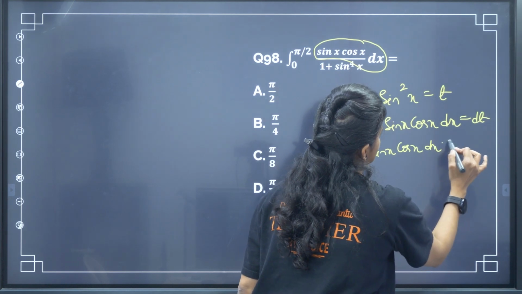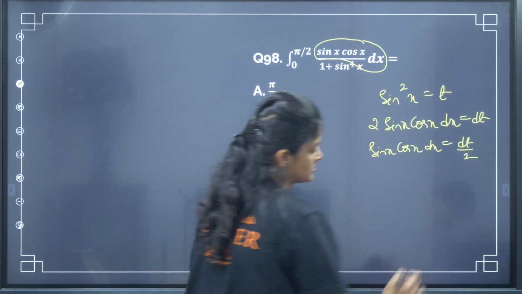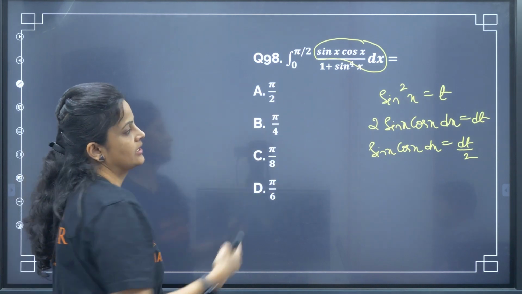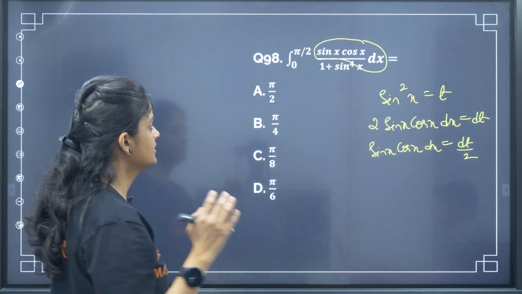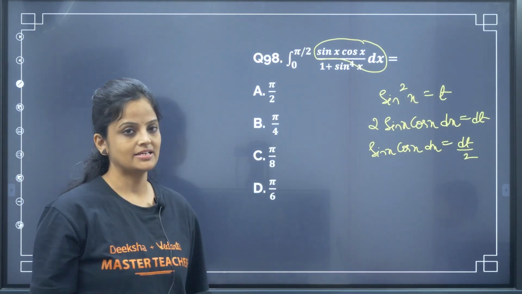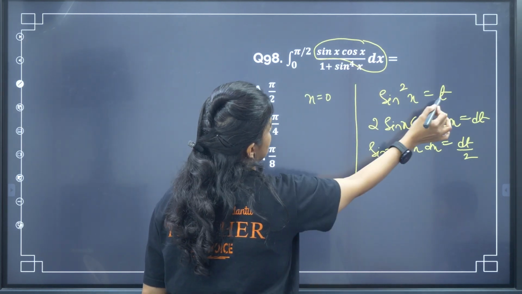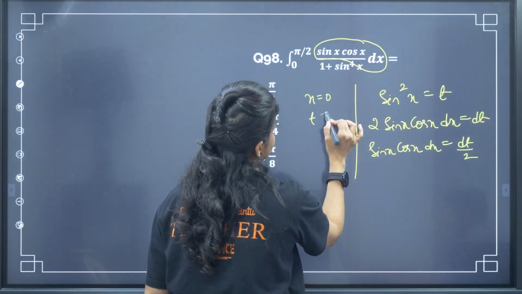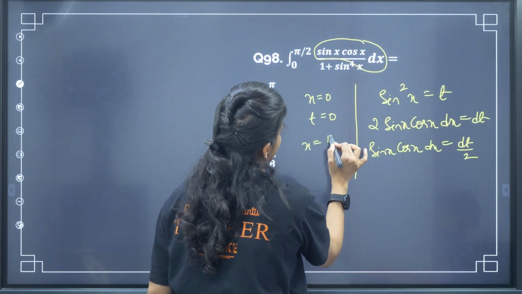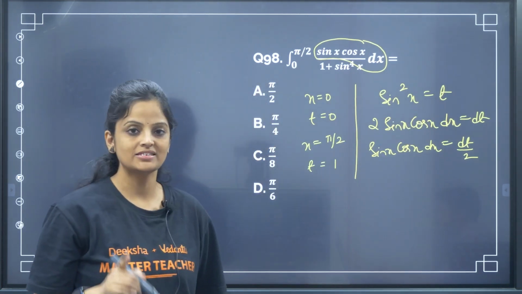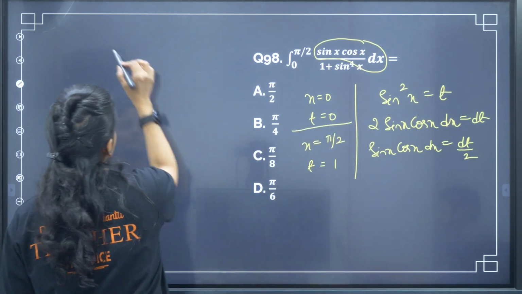And of course in the exam you don't have to write all this. By seeing the question, you will be writing that as dt divided by 1 plus t square. That's all. The thing is the limits. Limits have to be changed. If x is equal to 0, t becomes sin 0, that is 0. If x is pi by 2, t is 1. So the limit has to be changed here.